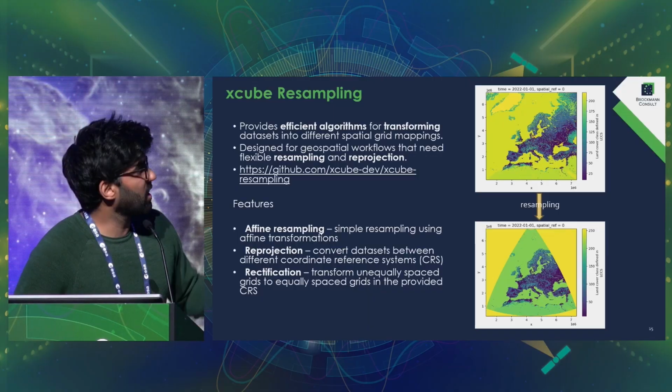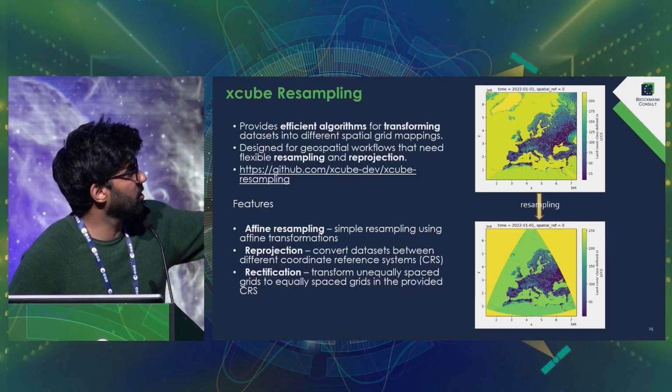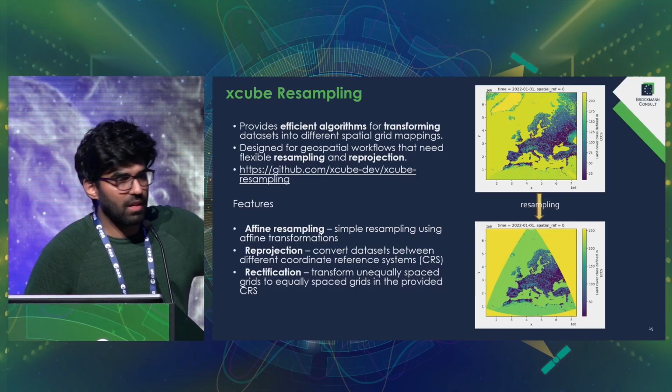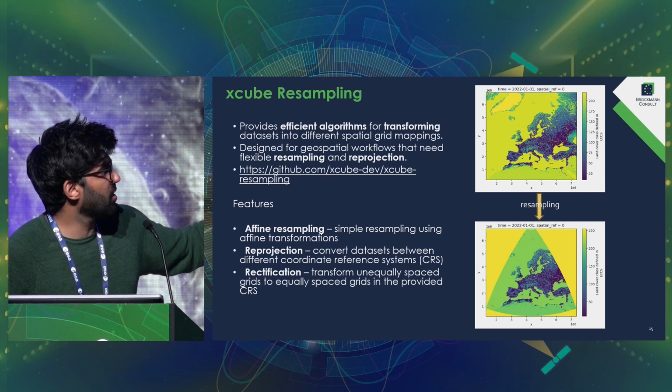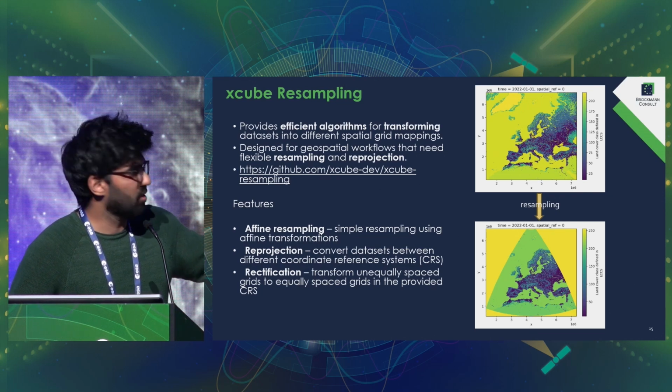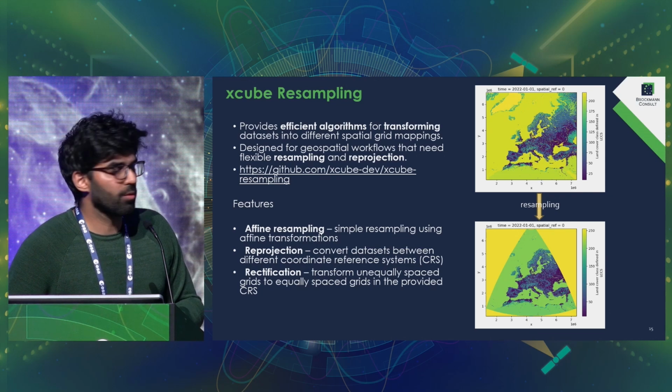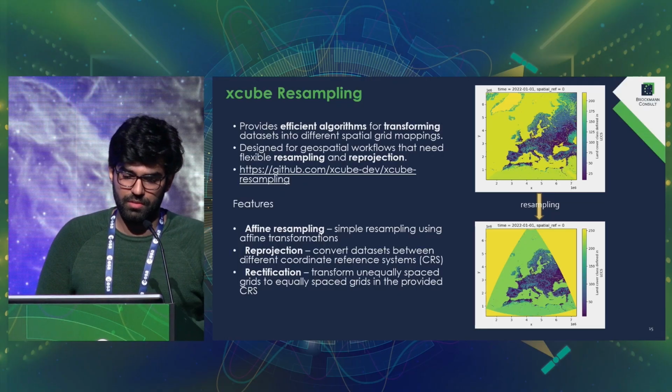provided CRS. So on the right, you see an example of Europe in one grid mapping, and then when you run this through this library, it maps it out into a different grid mapping that you requested. And if you are not sure which of the mappings you need, you don't have to worry about that, because Xcube resampling takes care of that. All you need to do is just provide the dataset and the target grid mapping where you want it to be.